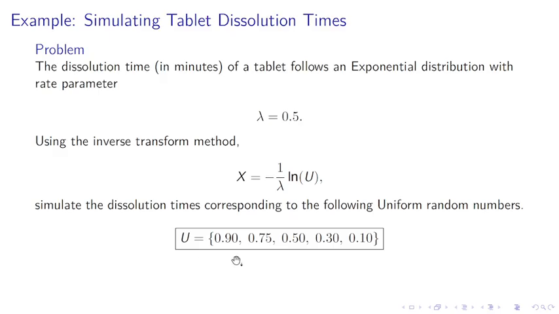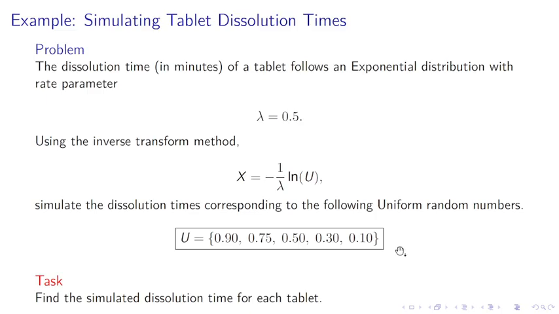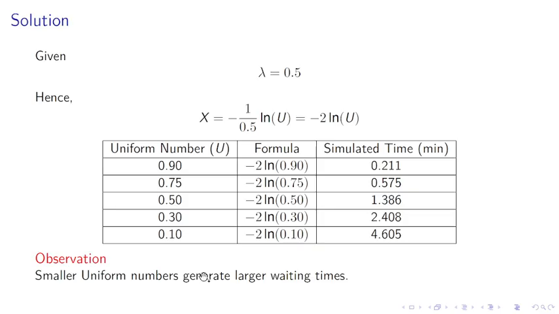These uniform random numbers are randomly selected, or computer generated random numbers. Here we find the simulated resolution time for each tablet. These are the different random numbers. By using these numbers, we can generate 5 different resolution times.